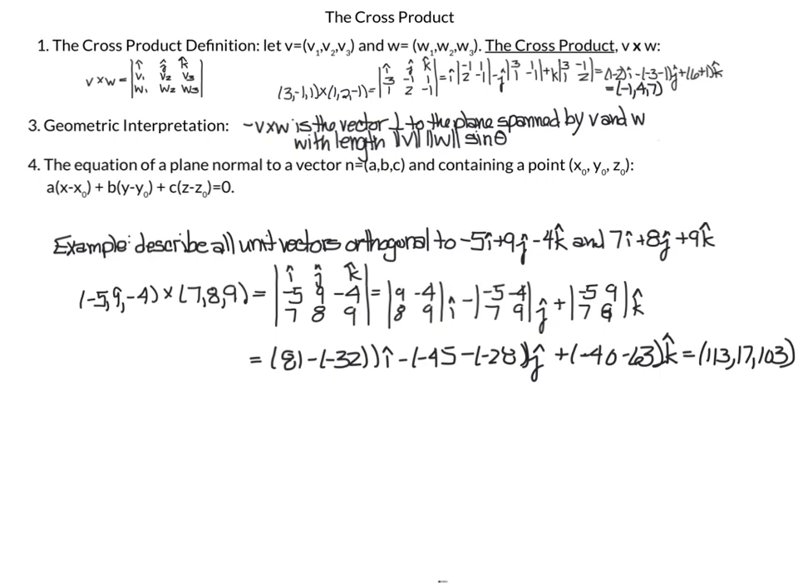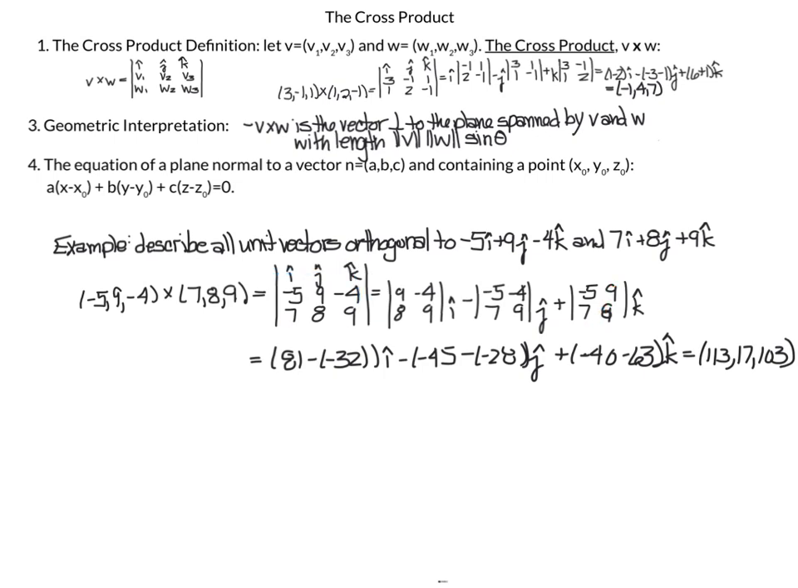So for my i direction, I cross these two out, and my two-dimensional determinant is 9, minus 4, 8, 9. For my j direction, I cross out this row, this column, and my 2 by 2 determinant is minus 5, minus 4, 7, 9. Last, for my k direction, I cross out this row, this column, and I get the determinant minus 5, 9, and 7, 8.